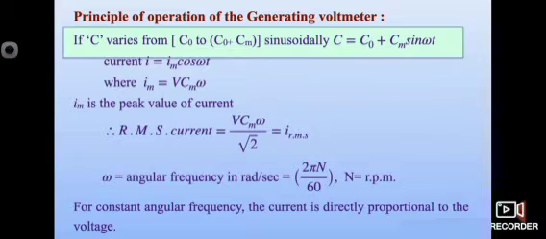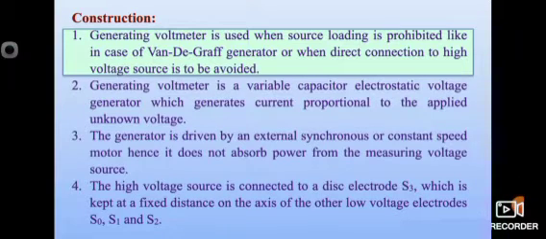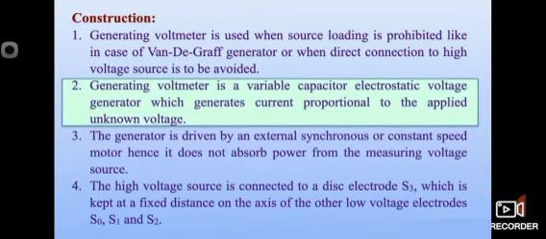For a constant angular frequency, the current is directly proportional to the voltage. So from this calibration, we can find out the value of voltage. Let us see the construction of the generating voltmeter. The generating voltmeter is used when source loading is prohibited, like in the case of a Van de Graaff generator, or when direct connection to a high voltage source is to be avoided.